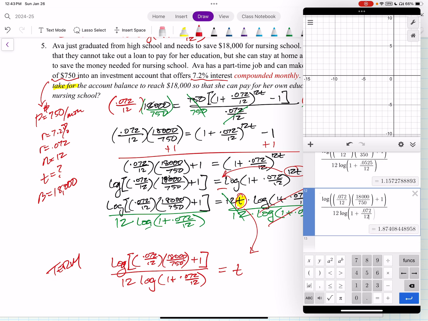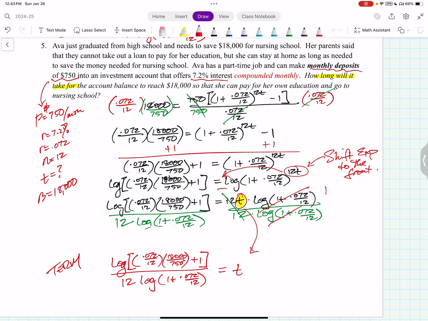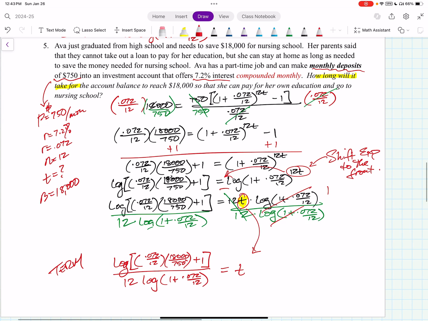So the term is about 1.874 years. So almost 2 years it will take to do this, and that's not bad. I mean, think about it. You save up $18,000 in under 2 years. So it's kind of nice to be able to figure these things out. And you guys now have the mathematics to figure it out. And then later on, I'll show you how to program this in Excel so that you can just type in a couple key things, and then boom, out pops the answer.